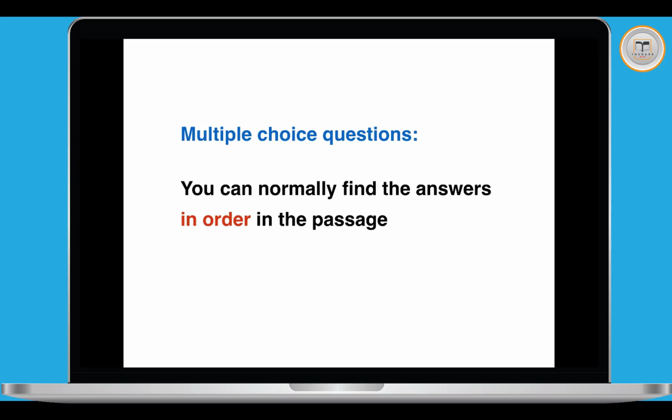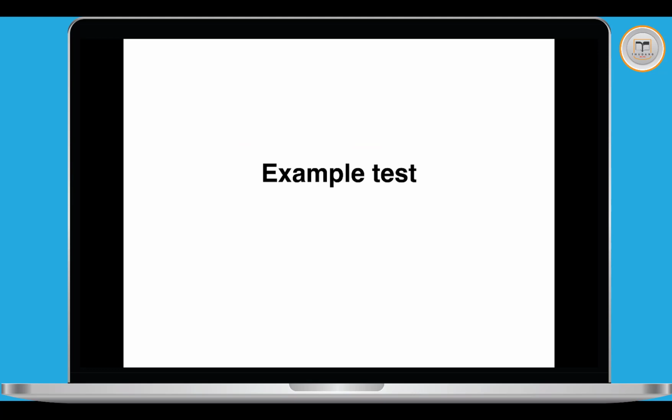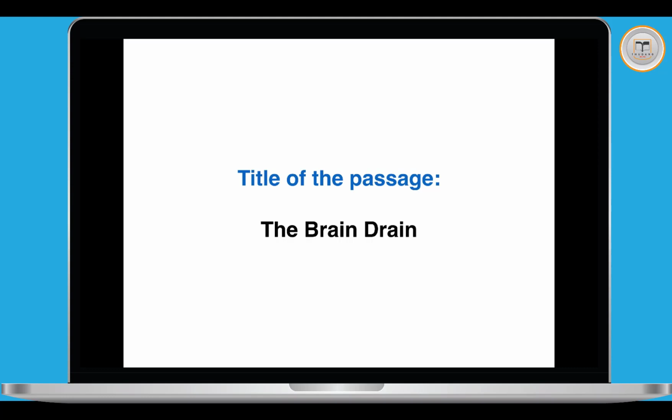Right, let's look at today's example test. Print the worksheet if you haven't done so already and try the test yourself or work through it with me as I go through the answers step by step in the rest of this lesson. The first thing that we do, because we're not reading the whole passage, we just look at the title of the passage. In this case, the title is The Brain Drain.